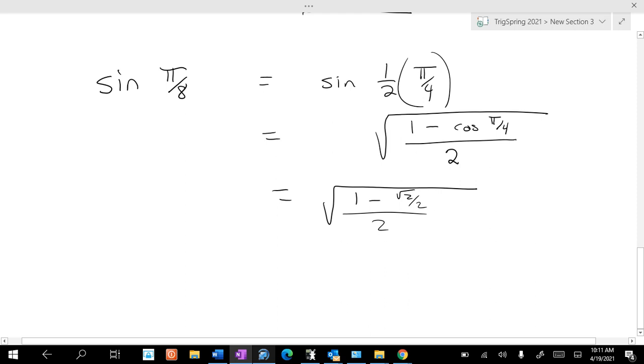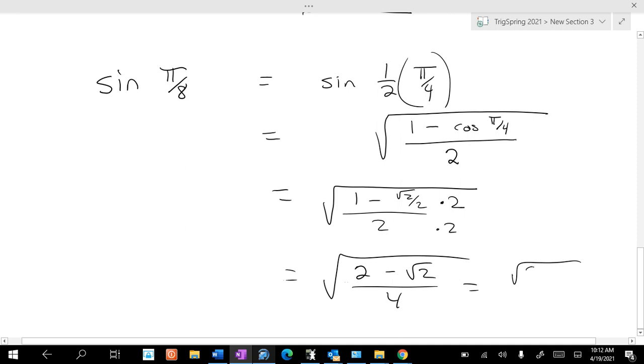What can I do at the top and bottom? Multiply by 2. And I get 2 minus the square root of 2 over 4, which is square root of 2 minus square root of 2 over 2.